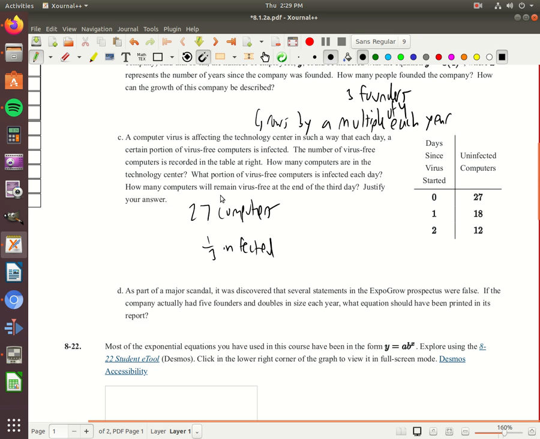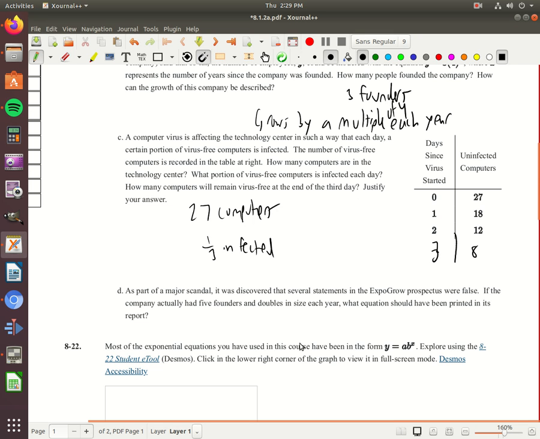So how many computers will remain virus-free at the end of the third day? Well, it looks like 8, right? I'm just multiplying by 2/3. So divide by 3 times by 2. Divide by 3, I get 9, times 2 is 18. Divide by 3, I get 6, times 2 is 12. Divide by 3, I get 4, times 2 is 8. And that's what I get for that solution there.